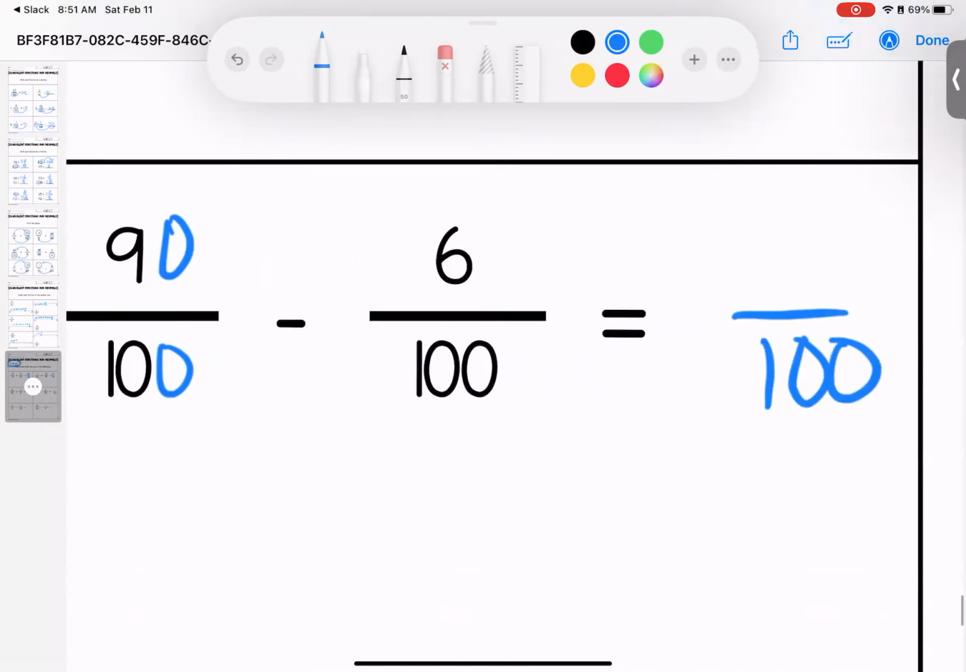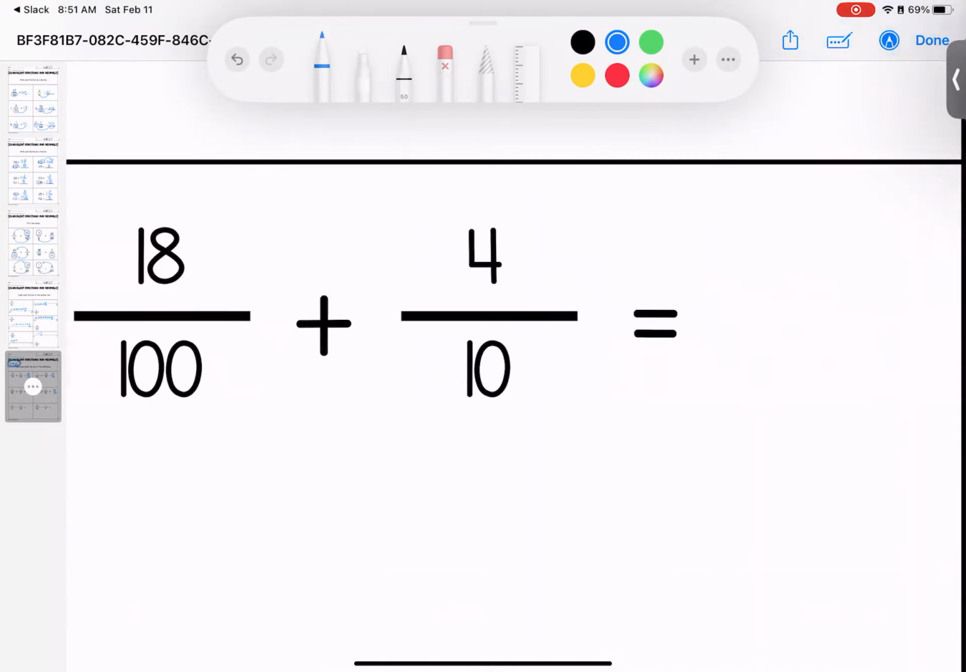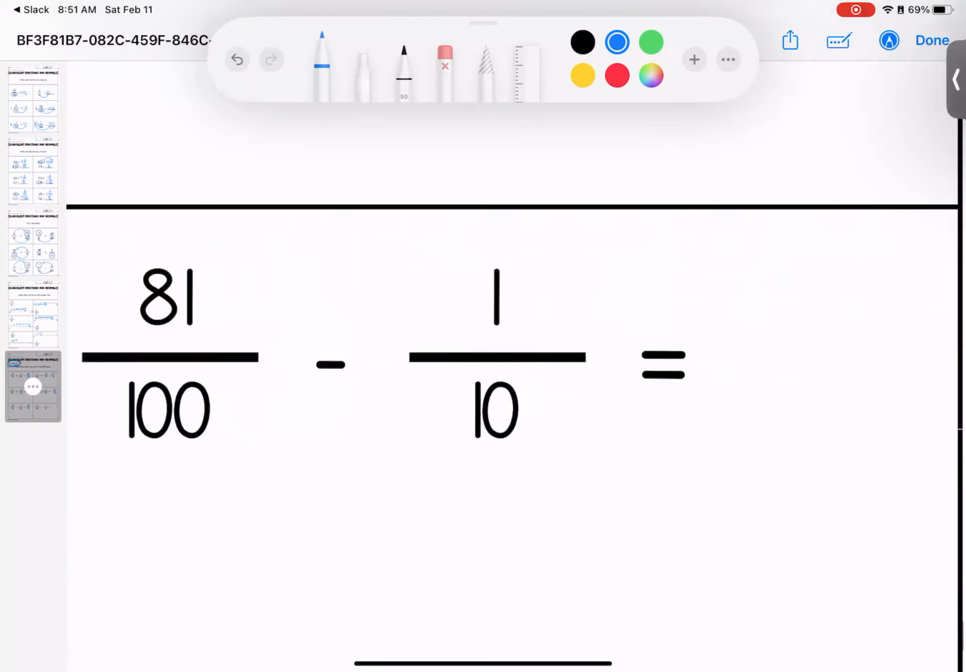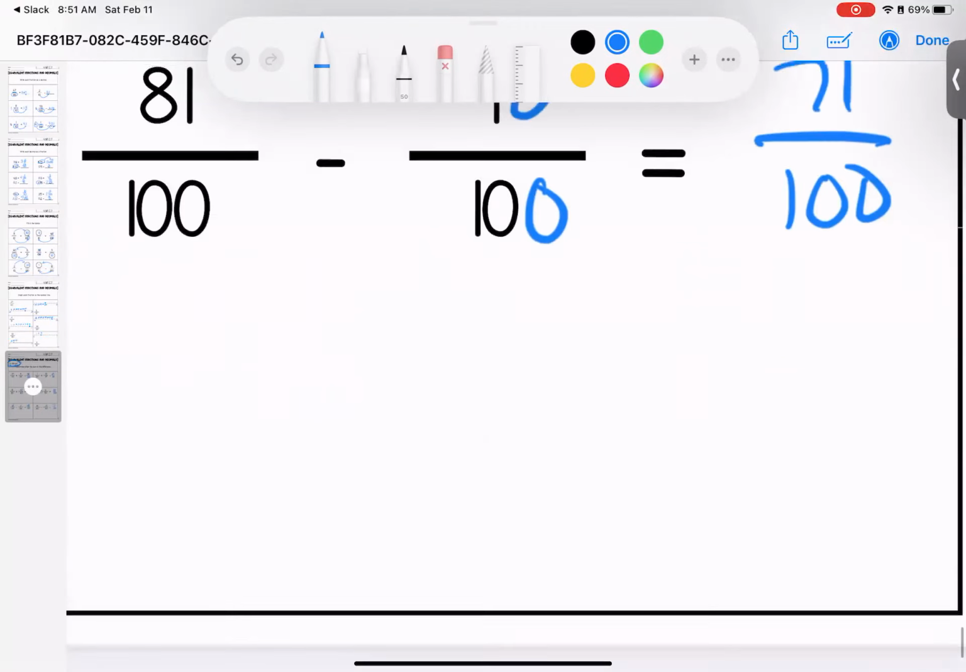Make a match. Over 100. Let's subtract 90 minus 6 is 84. Over here, make a match. 58 out of 100. Make a match. 50 minus 2 is 48 out of 100. Make a match. Subtracting, 71 out of 100.